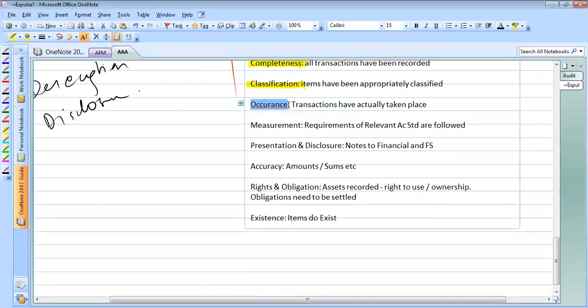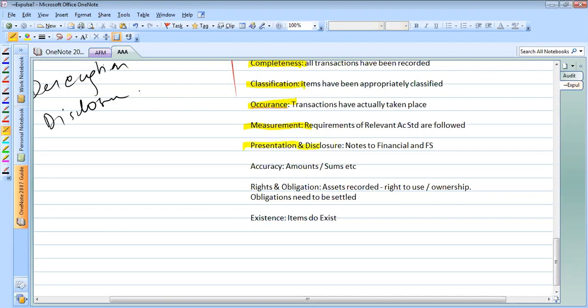The next is occurrence. At times there are fictitious, bogus, dummy transactions that take place in the organization. You may book sales, but you have not actually sold. You may record expenses, but there have been no expenses incurred. So occurrence refers to the management claiming that if we have reflected any transactions in the financials, then that transaction has actually taken place. Next is measurement. Measurement means that the requirements of the relevant accounting standards have been followed while measuring an item, whether that pertains to initial recognition or subsequent recognition, the requirements of the relevant accounting framework have been followed.